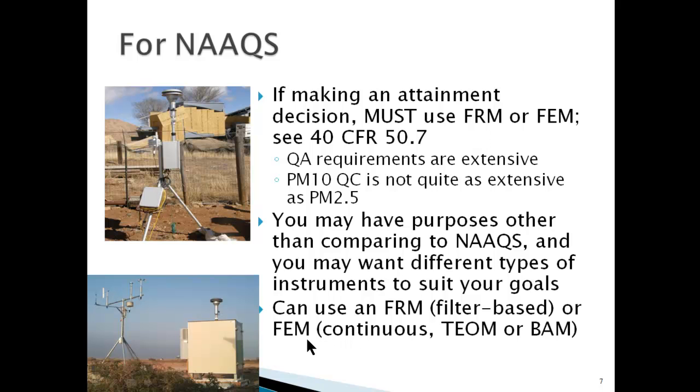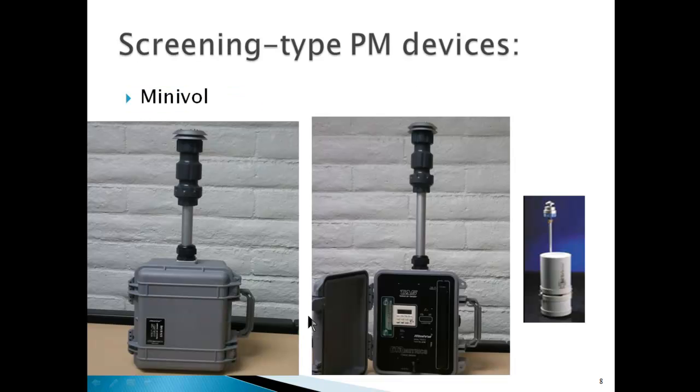But if you want to compare against the National Ambient Air Quality Standards in a legal sort of way, then you can use either an FRM or an FEM. And the FRM methods are all filter-based, where you have to change a filter, and the FEM methods are continuous. So basically the two technologies are a TOM or a BAM, and these are two different types of continuous FEM monitors. But we're going to focus on screening type devices.